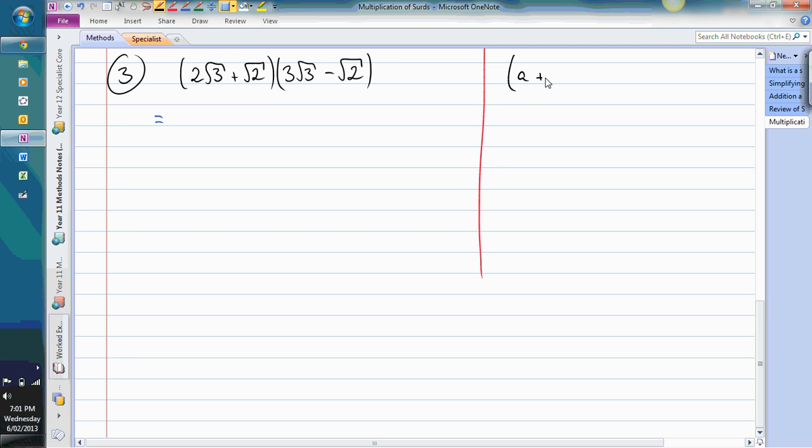In algebra, if we had two brackets that looked like this, you might have learnt it as the FOIL method or something like that, where we have to multiply each term in the first bracket by each term in the second bracket. And generally, in my experience, students are pretty good at this when they get reminded. A times C, so that's the first terms. The outside terms come next, A times D. And then we do the inside terms, B times C. And then we do the last terms, B times D.